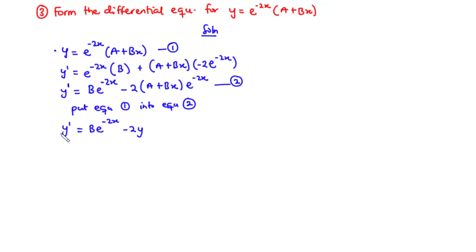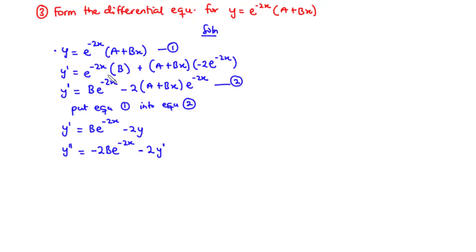Now let's find y prime prime. So we have y prime prime equals, we differentiate, so we have negative 2 times b times e to the power negative 2x minus, now this is a constant, so 2 minus 2. Now when you differentiate y with respect to x, you have dy dx, or better still y prime. So that is y prime.